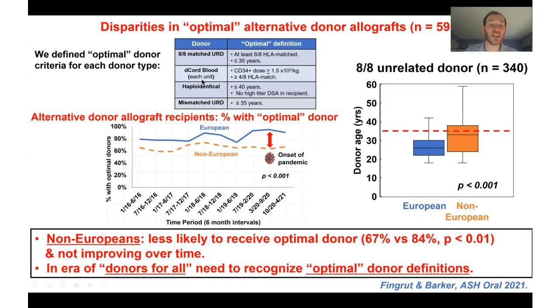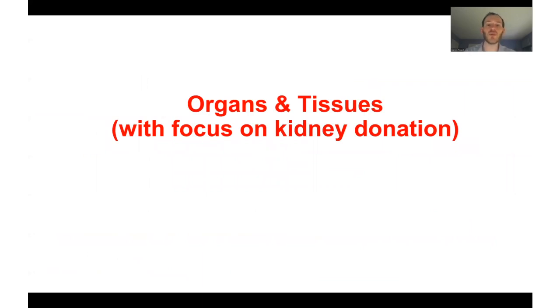And you can see in this graph over here, the Europeans were more likely than non-Europeans to have an optimal donor over time, with non-Europeans having a 67% chance of receiving an optimal donor versus an 84% chance for Europeans. And in the data on the right, you can see for the 8 of 8 unrelated donors in particular, the unrelated donors were older for the non-Europeans compared to the Europeans. The takeaway point is that in the era of donors for all, there's a need to recognize that there remain disparities within each donor type, and a need to recognize optimal donor definitions in our field as well.